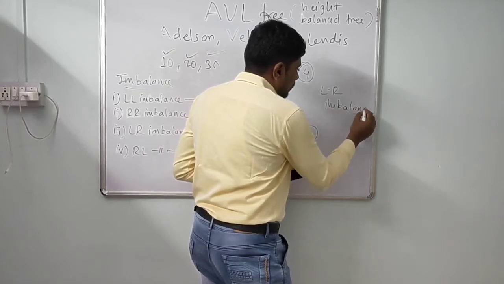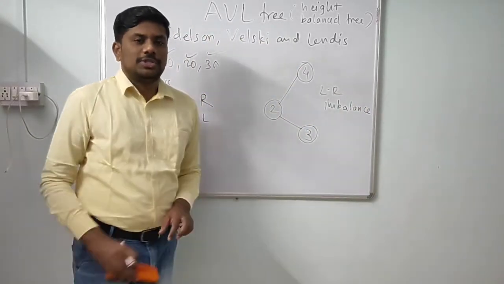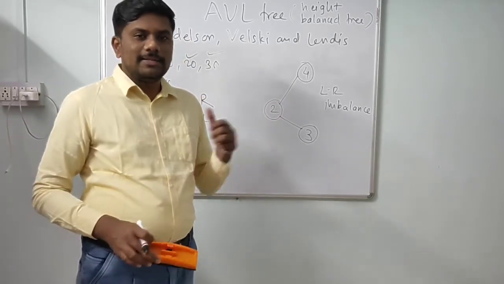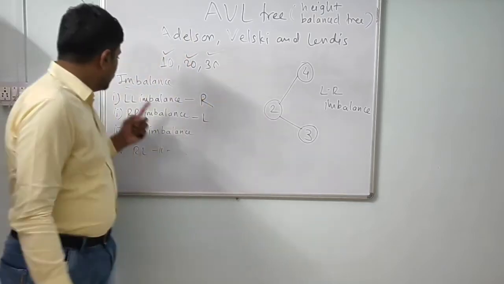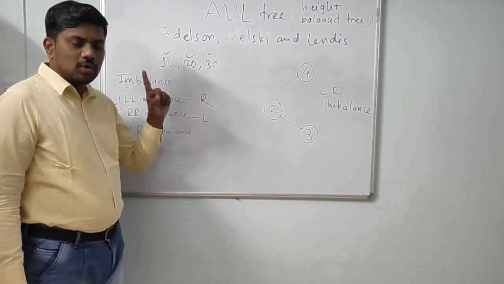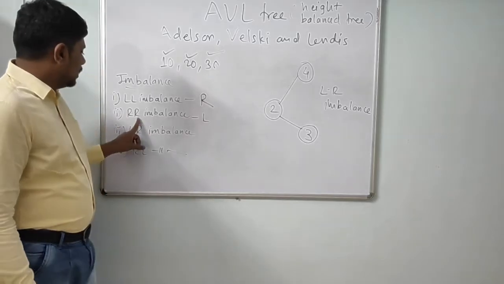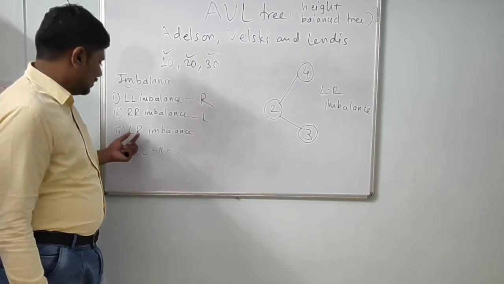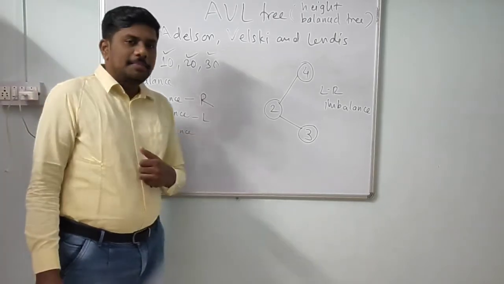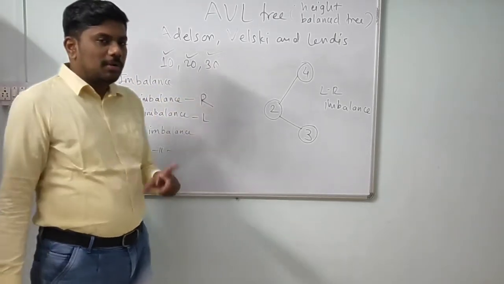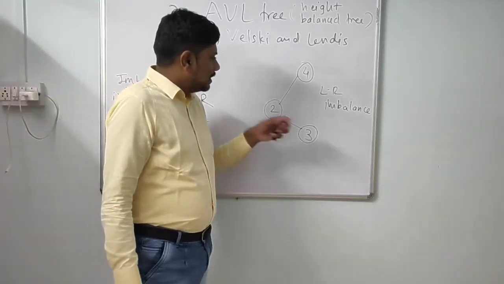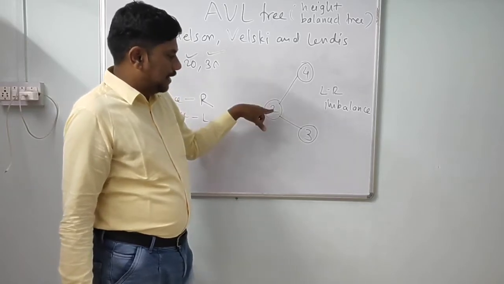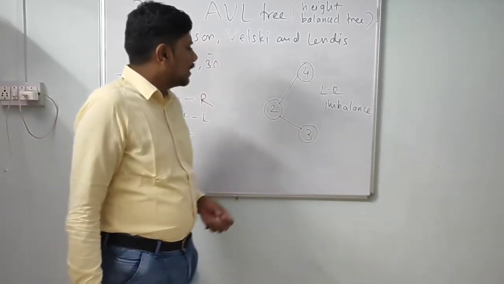In this situation, you need to perform 2 rotations. That is called a double rotation. In case of LL imbalance, you perform only 1 rotation, that is right rotation. In case of RR imbalance, you perform left rotation. But in these 2 cases, LR imbalance and RL imbalance, you need to perform double rotations. So this is LR imbalance, since you have inserted a new node to the right side of the left subtree.